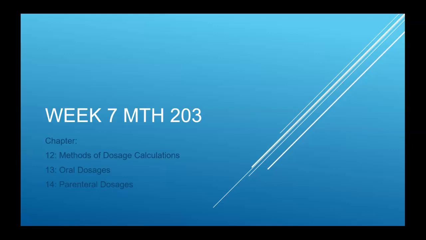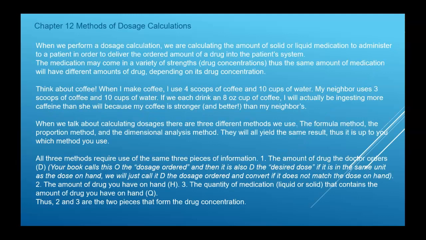So this is the week 7 lecture video for Math 203. It covers chapters 12, 13, and 14, which basically all the chapters are dosage calculations. And all dosage calculations are pretty much done the same, depending on what method you use. The three basic pieces of information you need are what the doctor ordered and what your concentration is.